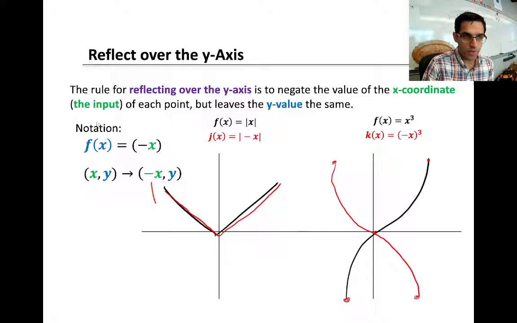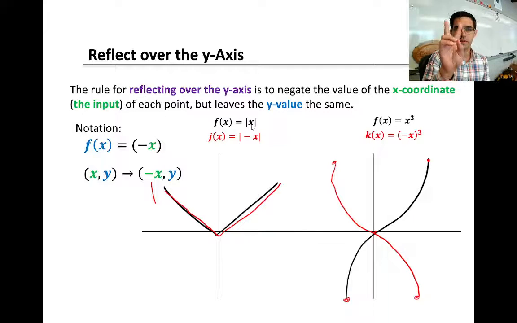Now, if we reflect over the y-axis, what we're doing with function notation is we basically have a negative coefficient on our input x. Inside the brackets is the negative sign. Any point on our function x, y, to reflect over the y-axis, we're negating the x coordinate, or the input. So x, y becomes negative x, y.